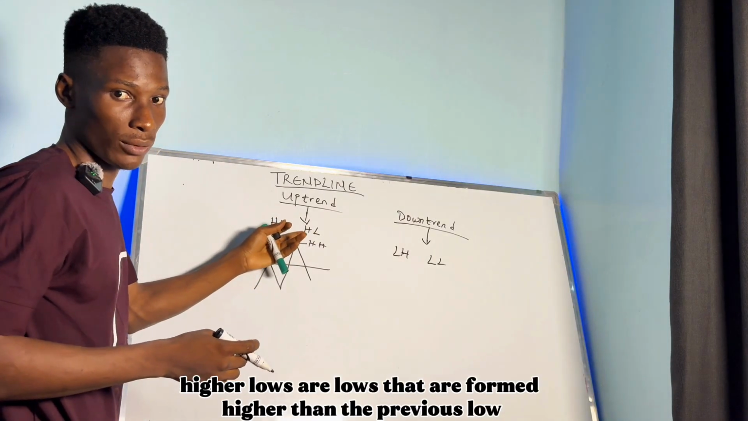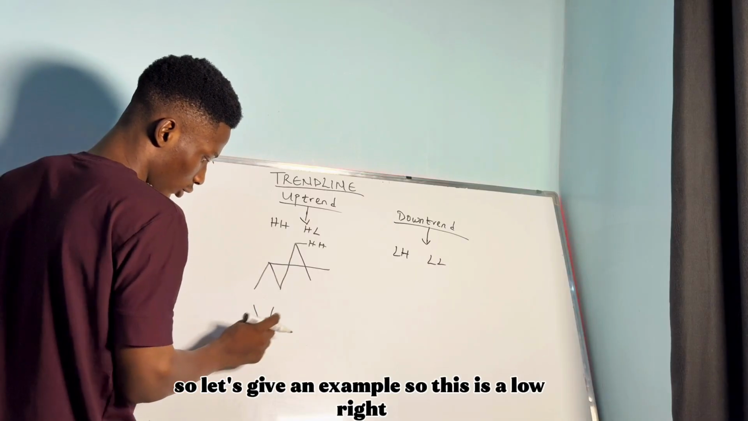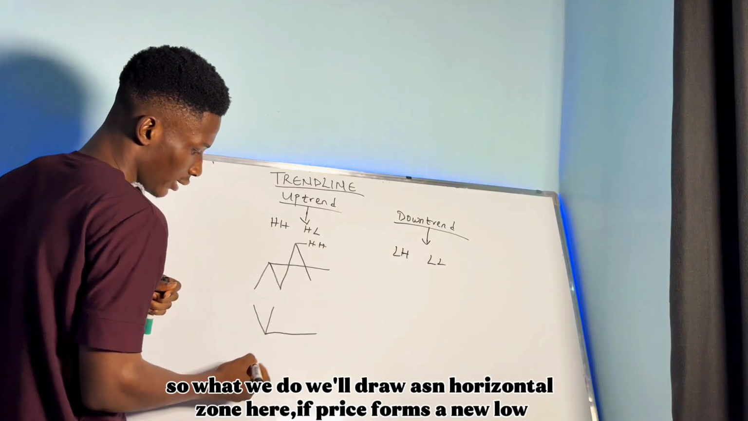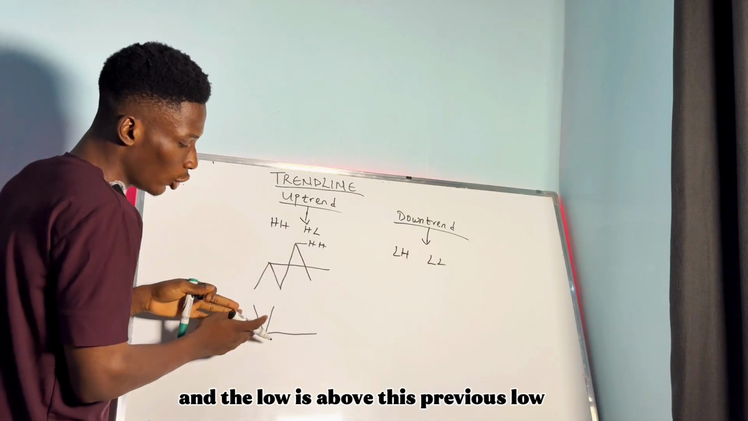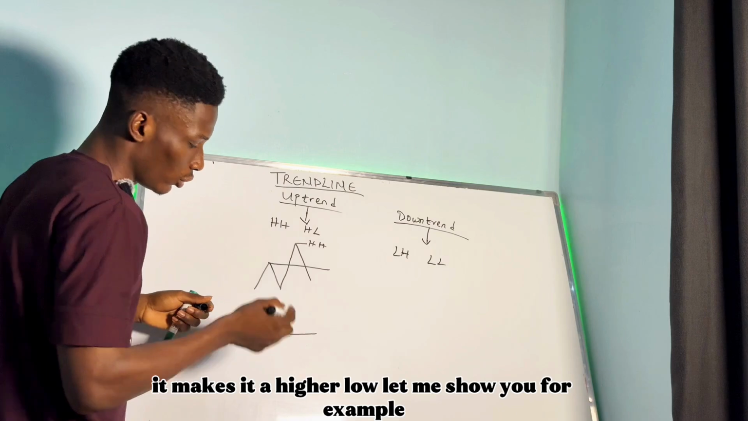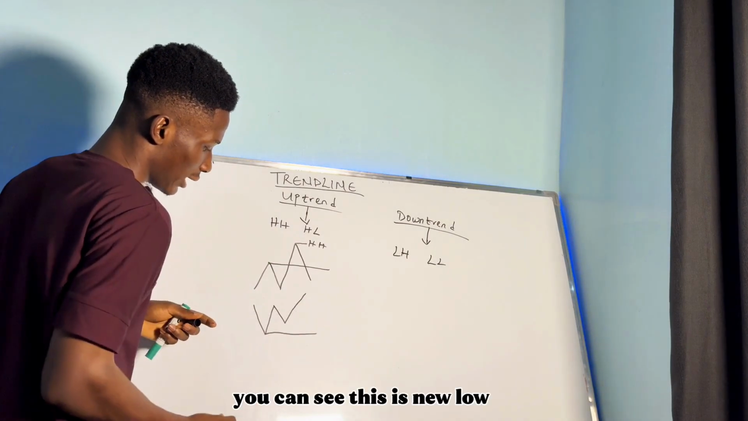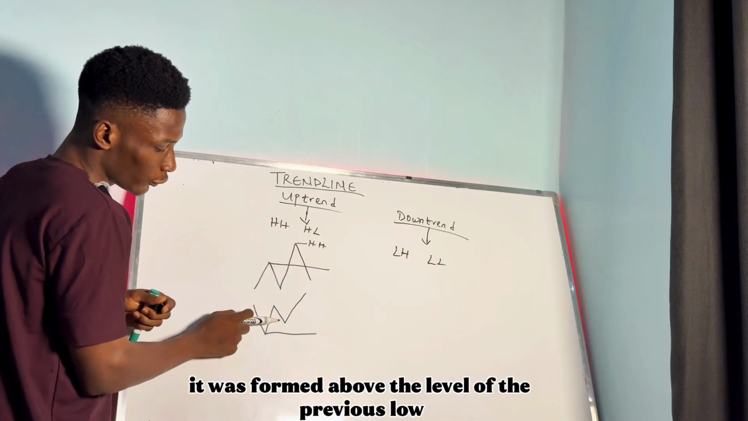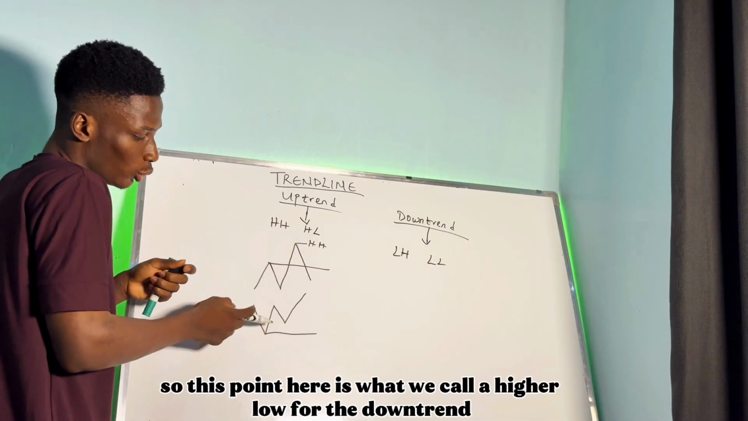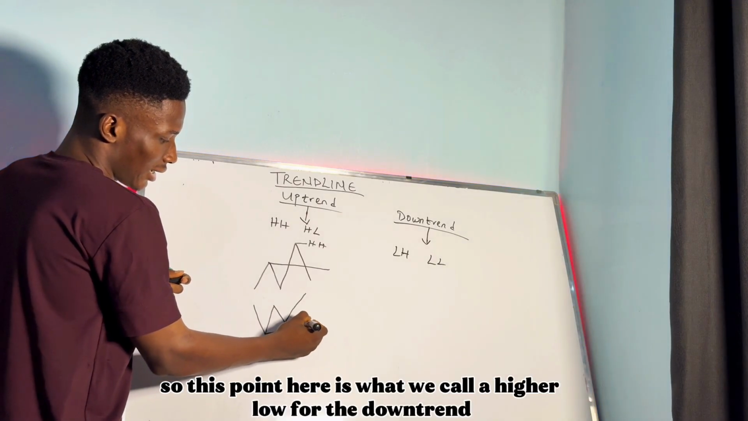Next, higher low. Higher lows are lows that are formed higher than the previous low. So let's give an example. So this is a low, right? What we do is draw a horizontal zone here. If price forms a new low and the low is above this previous low, it makes it a higher low. Let me show you for example. So let's say a new low was formed at this point. You can see this is the new low. It was formed above the level of the previous low. Do you understand? So this point here is what we call a higher low.